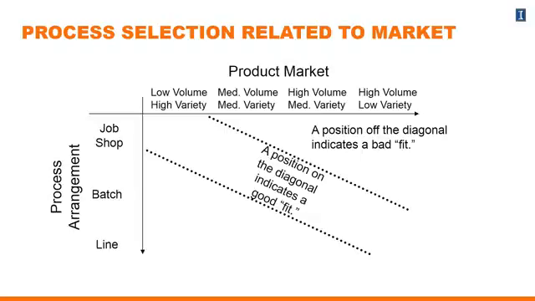And typically we think of a position off the diagonal as a bad fit. Now, that's a conventional way of thinking, that going off the diagonal is a bad fit. You can take a different perspective and say, what if we could use a line environment and at the same time produce high variety at a high volume and be able to give the customer what they want? So we're moving away from the diagonal in the sense that it should have been a job shop from the point of view of high variety, but what if we could get both of those advantages, take that trade-off away based on process configurations.